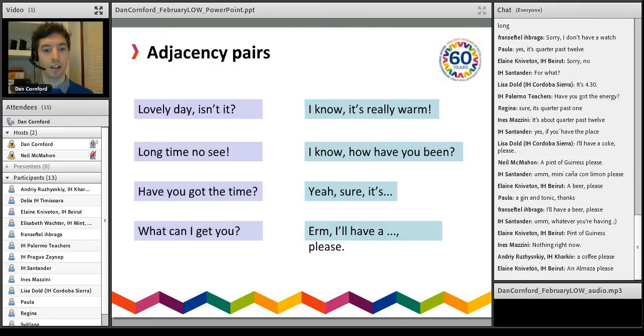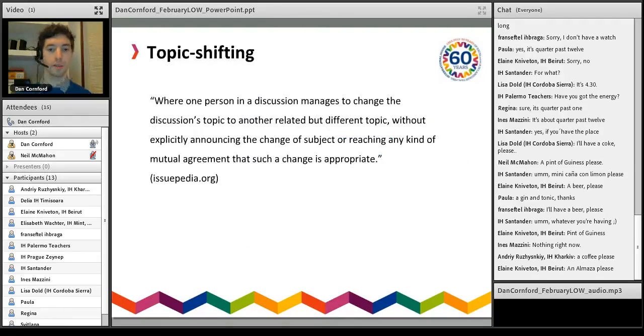Okay, the next thing I'd like to look at is topic shifting, which is defined on the slide here. Just have a read.